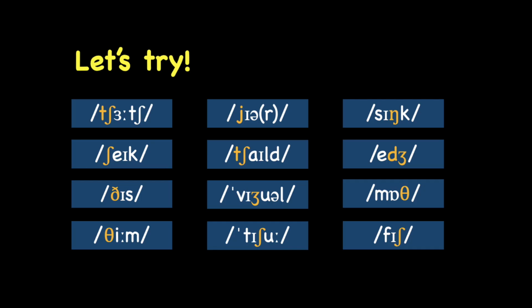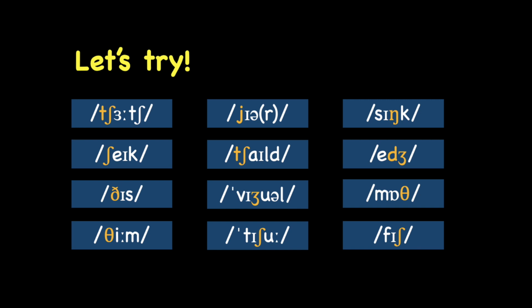Alright, welcome back. I'm sure you have already tried naming them. Let's check the answers together. The first one, what is the first sound in the word church? Correct, it's ch. As for the second word, what is the first sound of the word shake? It's sh sound.